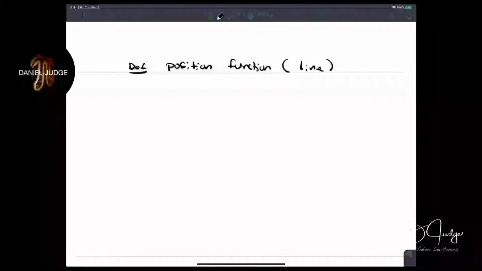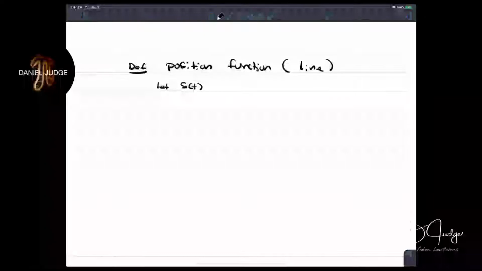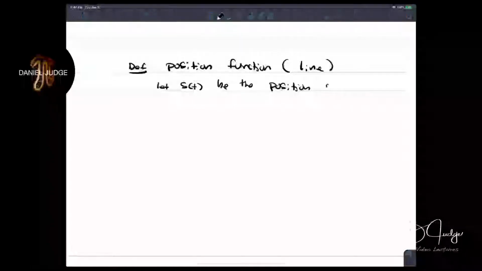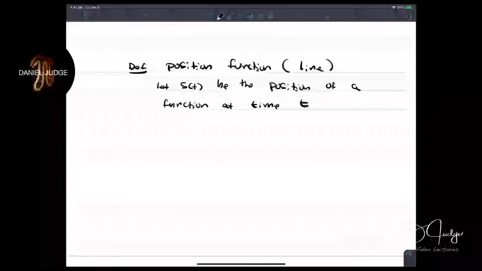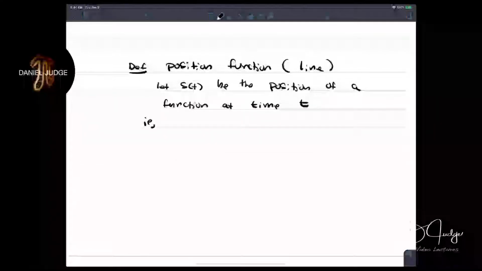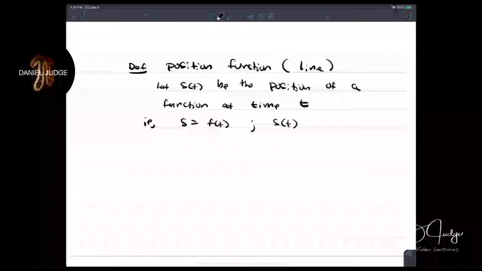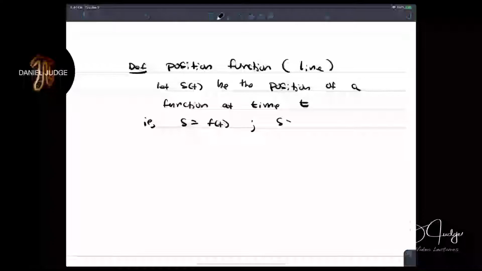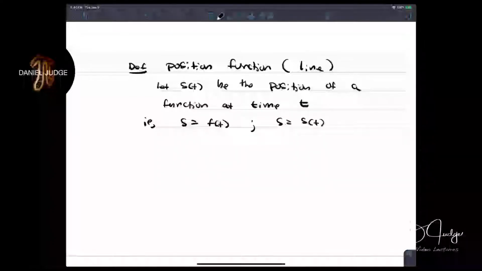Okay, so this is where we start off and we say, let S of t be the position of a function at time t. Sometimes they'll say S is f of t, or just simply S of t, or S equals S of t. It doesn't matter. But I have to point out some details.